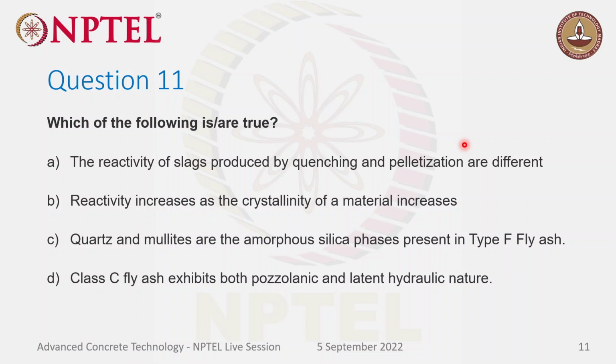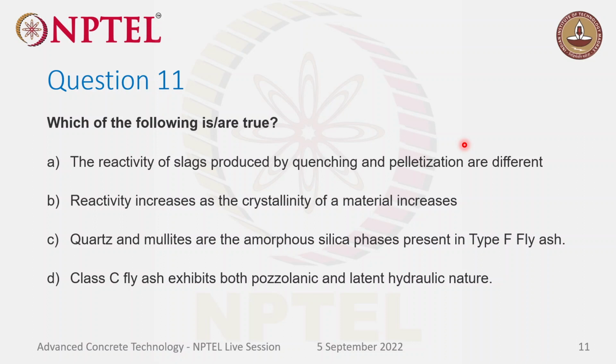Option B is: reactivity increases as the crystallinity of the material increases. Just think, either amorphous material will be reactive or crystalline material will be reactive. And moving to option C: quartz and mullite are the amorphous silica phases present in type F fly ash.